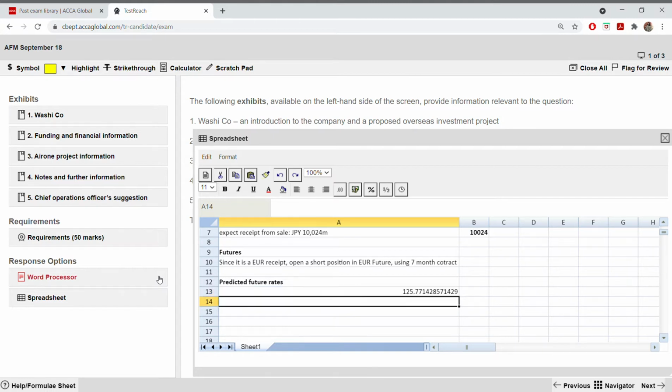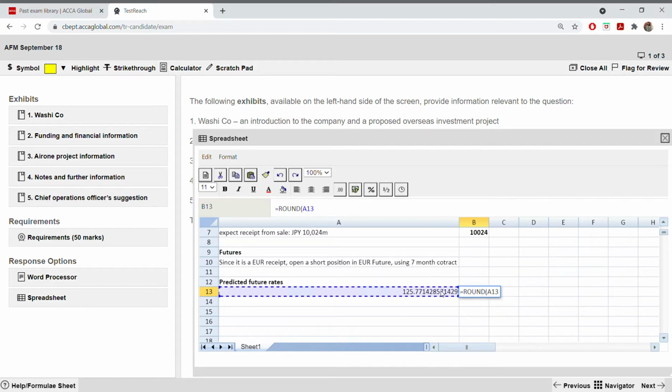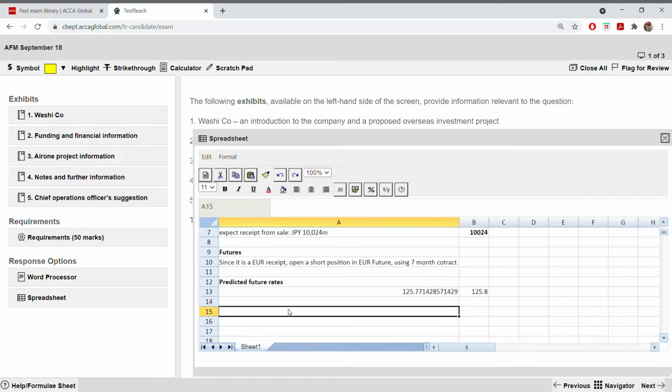Just press enter and see what you are getting. 125.7. So if you use it as it is, 1 over 7, and press enter, it will show you the answer. Now you are just going to round up this number to 1 decimal. 125.8 is the predicted future price, the closing future price. Now what you have to find is the number of contracts sold.